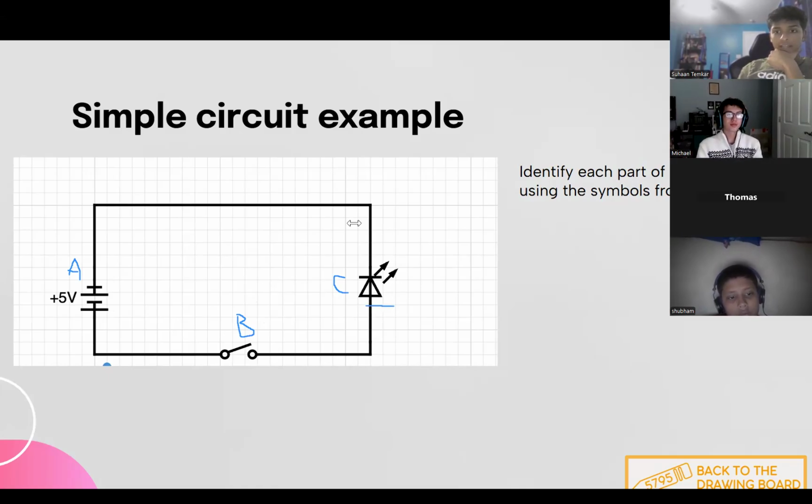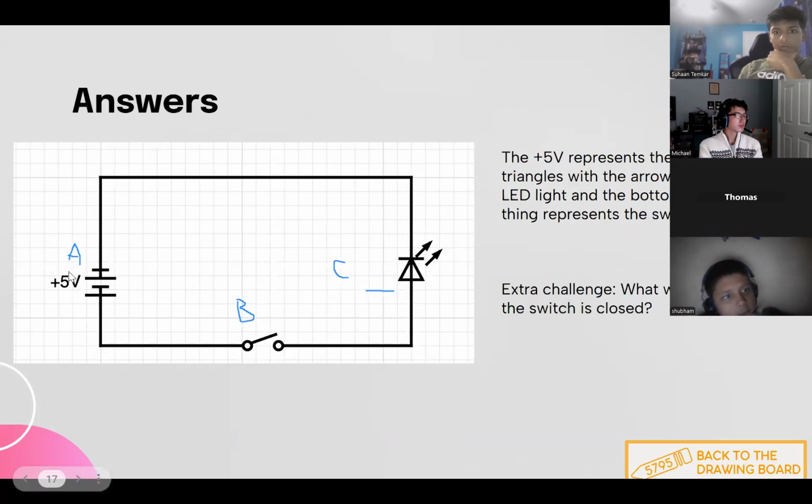If we go back into our slideshow here, one second. Oh, there it is. So here are the answers for that. The 5 volts represents the battery. Thomas was correct. B represents the switch, which is also correct, and C represents the LED light. So all of those were correct.